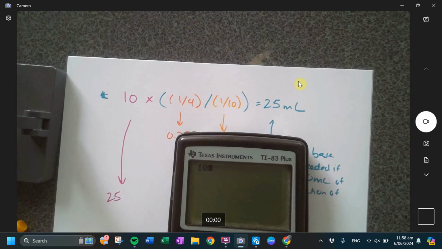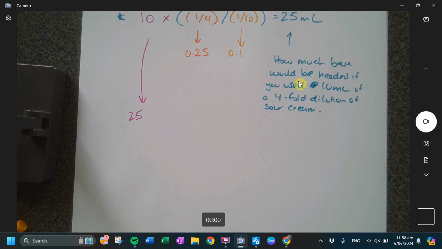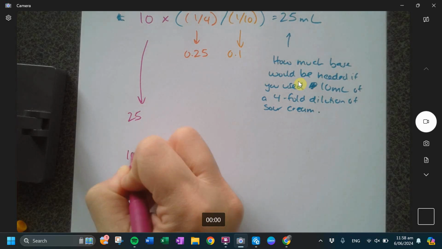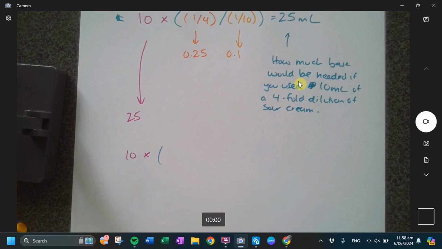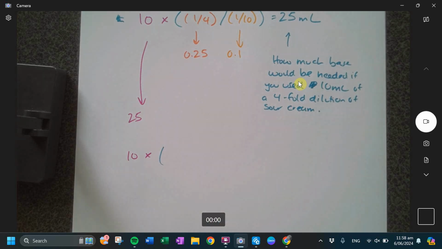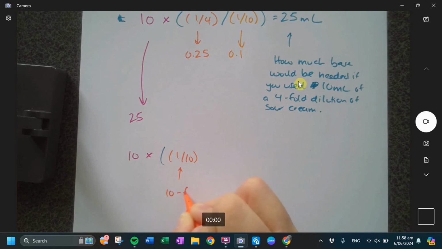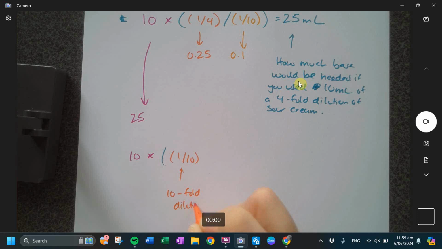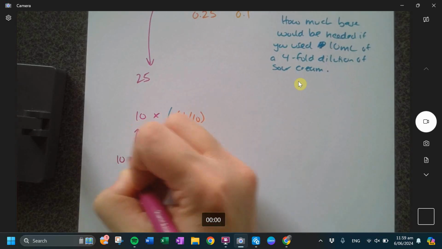So I do 10 times (1 in 10), and then divide by 1 in 10 again, because that is my actual value. Do you want me to write that out? Okay. So if I was to do this, it would be 10 times, starting our bracket, 1 in 10. So I'm saying I'm doing a 10-fold dilution, and we're using a 10 milliliter aliquot of that.